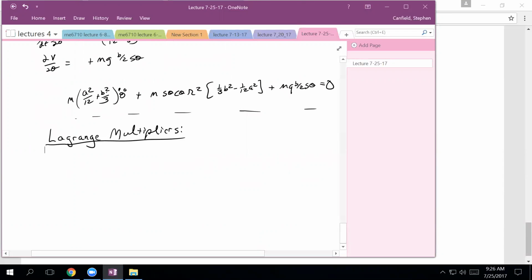Sure, recording. So we want to talk about Lagrange multipliers. Lagrange multipliers are widely used. Seems like you'll hear them a lot in optimization and other techniques, but here we're going to use them to incorporate constraints into our equations of motion. Or, well, let me just say into our equations.